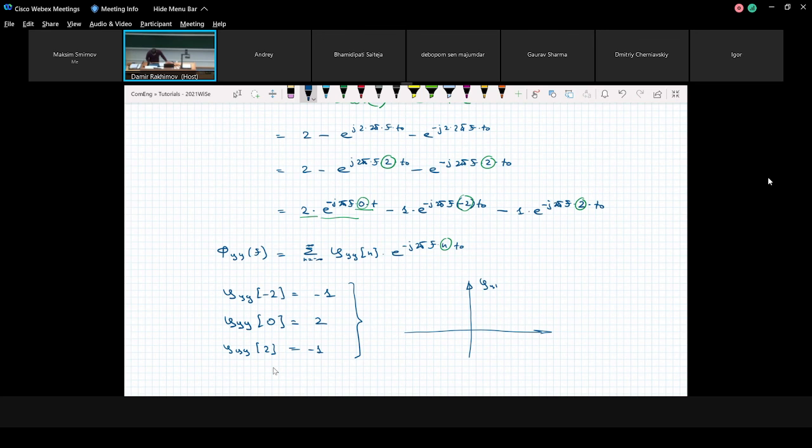Phi y of l. And we get that at 0 it is 2, at 2 it will be minus 1, and at minus 2 it will be minus 1. This is how our autocorrelation function looks.